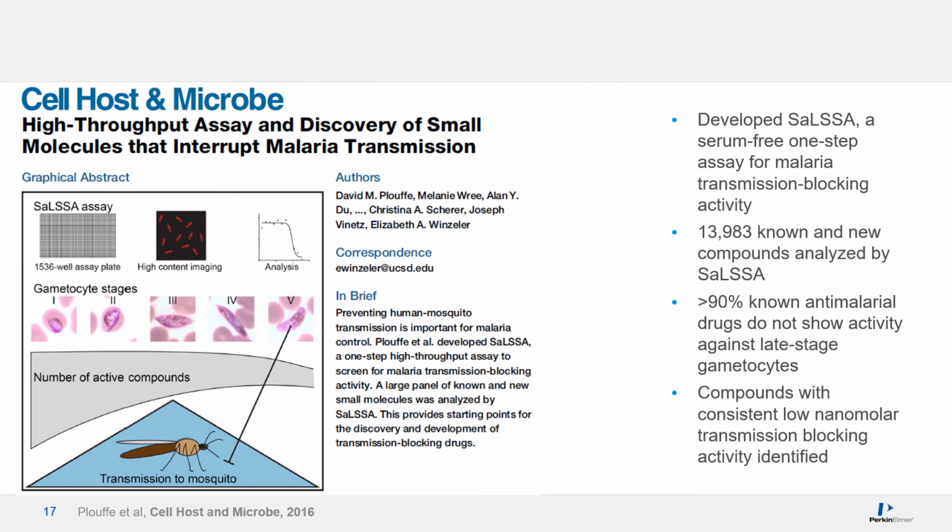Over 90% of these drugs did not show activities against the late-stage gametocytes, which are metabolically quiescent. However, several compounds with low nanomolar transmission blocking activities were identified, and some of them show cross-reactivity against asexual blood and liver stages of parasite development. These data clearly emphasize substantial physiological differences between asexual and sexual parasites, and the assay provides a tool for the discovery and development of transmission-blocking drugs.